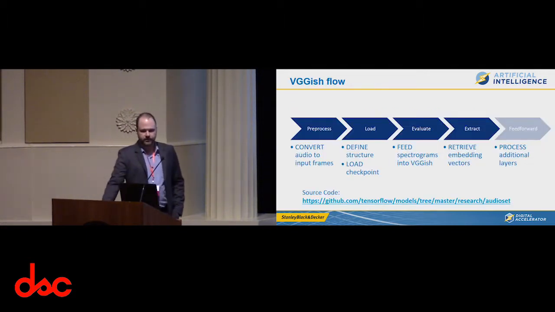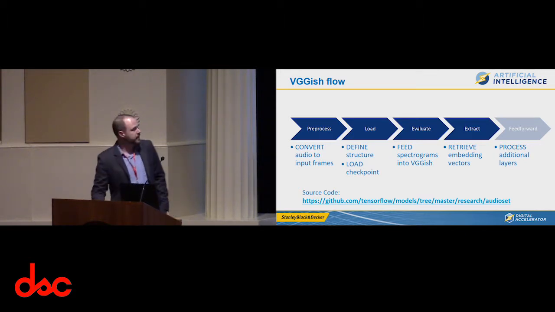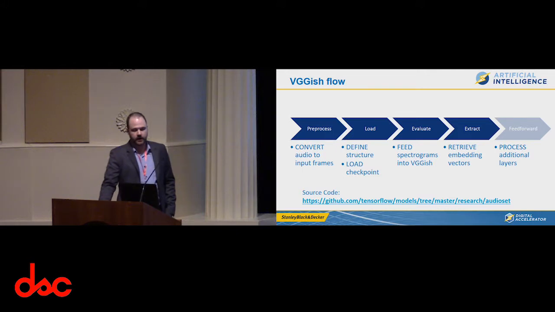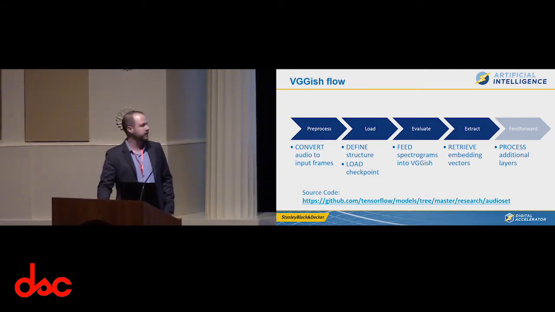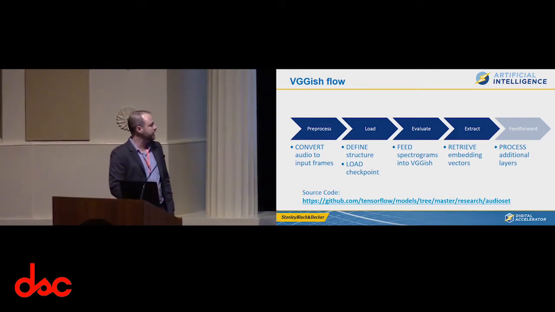So the flow of VGG-ish is first we process this audio, converting it into input frames. We define the structure of our network and load our checkpoint weights, feed spectrograms into the network, and then retrieve the embedding vectors. And then optionally, we can use this VGG-ish network as part of a larger neural network, in which case we would process additional layers of the network.